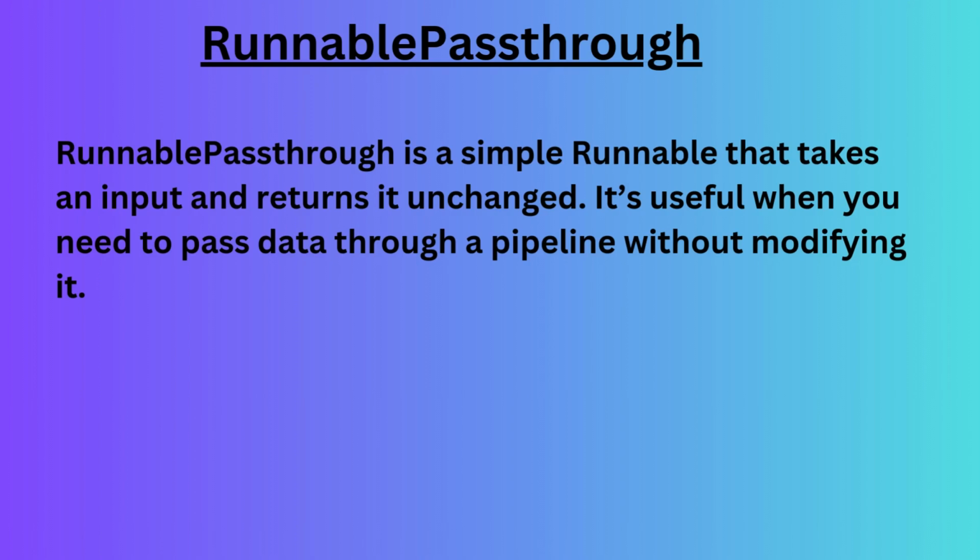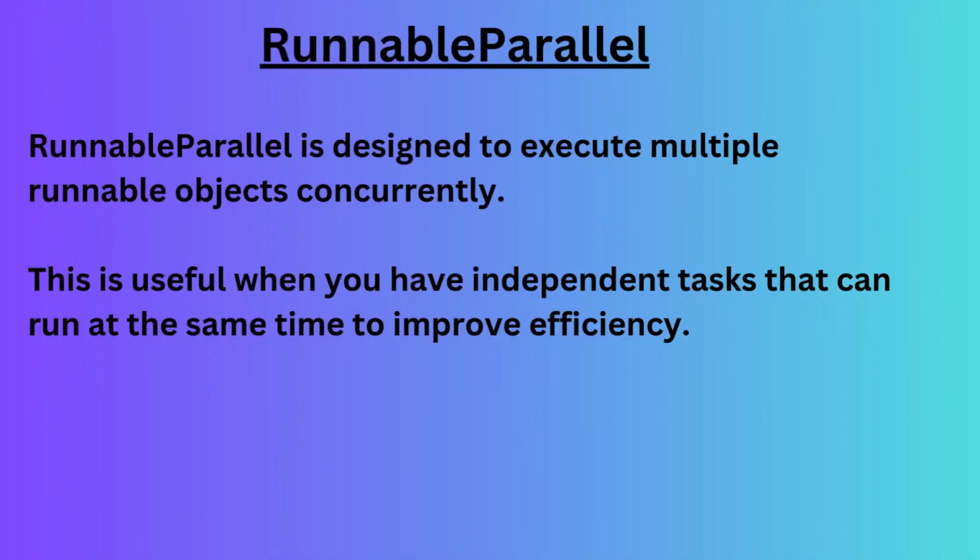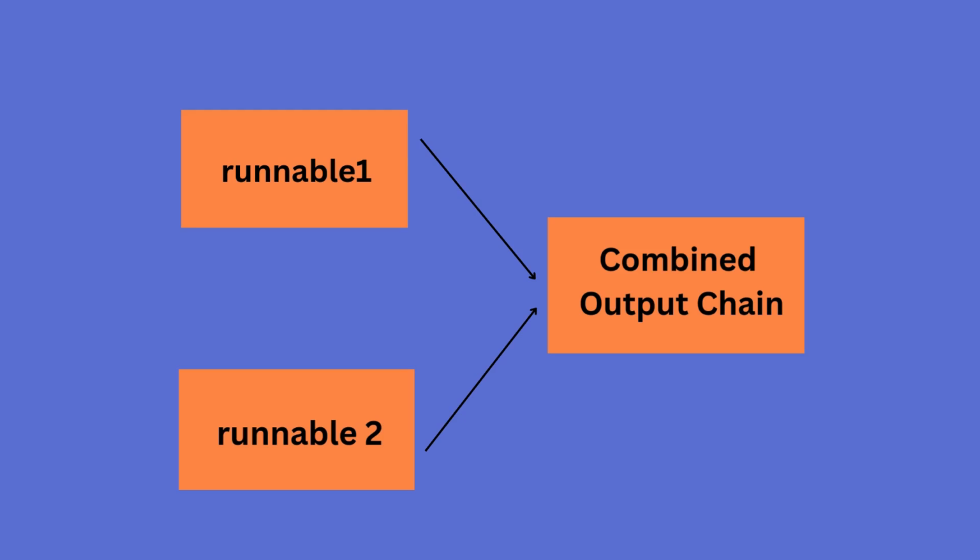We're going to look at how all these different types of runnable work in our code. The last one we're going to be discussing is the RunnableParallel. RunnableParallel is designed to execute multiple runnable objects concurrently. So it's a way for us to execute multiple runnables at the same time, so we don't have to wait for the first one before the second one actually runs. Now we're going to go to our code and look at how we can use all these different core runnable types in our demonstration.